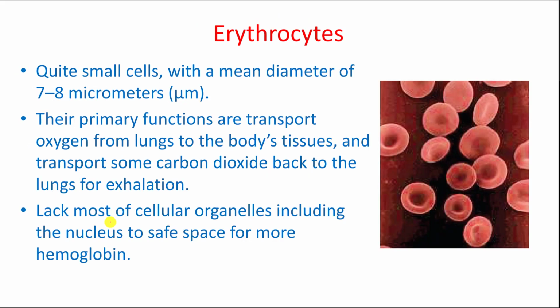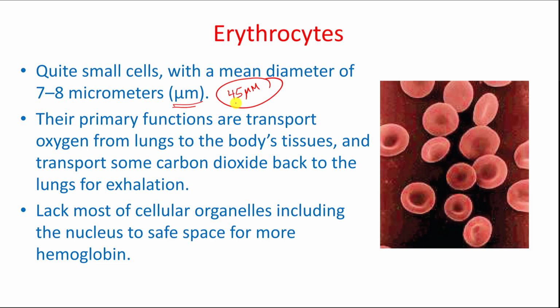Now, for the red blood cells or the erythrocytes, those are extremely small cells. We are talking about 7 to 8 micrometers. For a reference, a normal cell is around 45 micrometers, like a skin cell or a liver cell. This is an average size of those cells. So those are like maybe 5 times less.